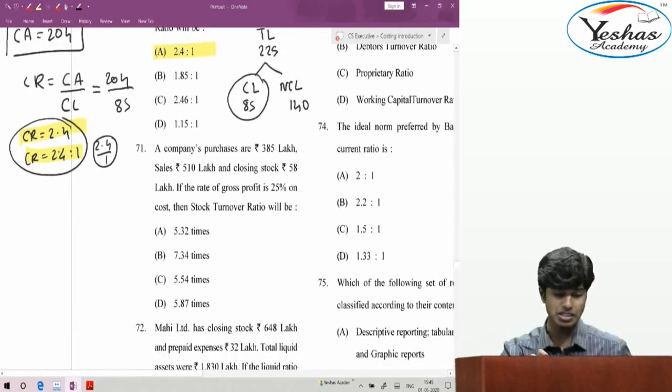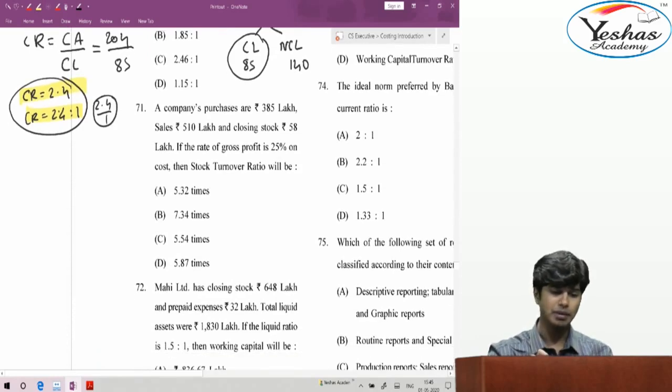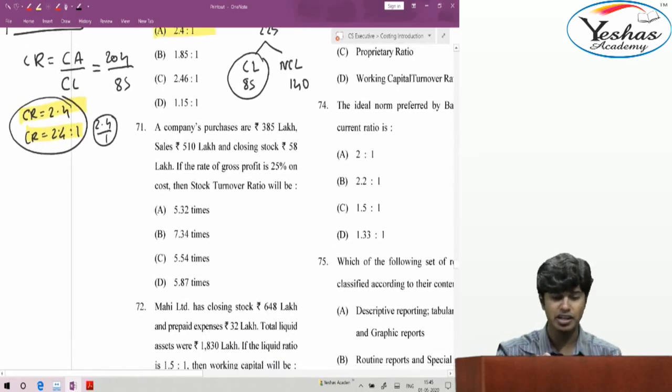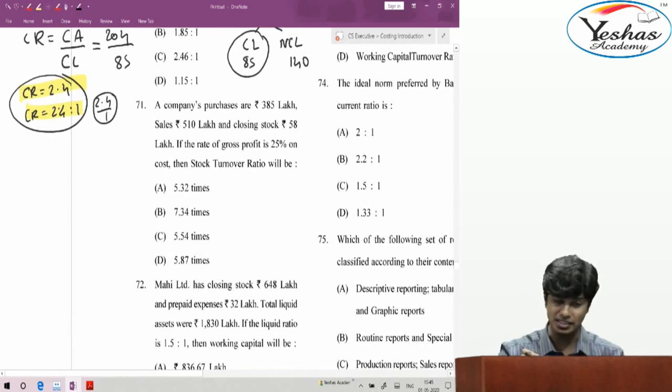Come on, let's go to question number 71. The company's purchases are 385 lakhs. Sales are 510 lakhs. Closing stock is 58. Okay.